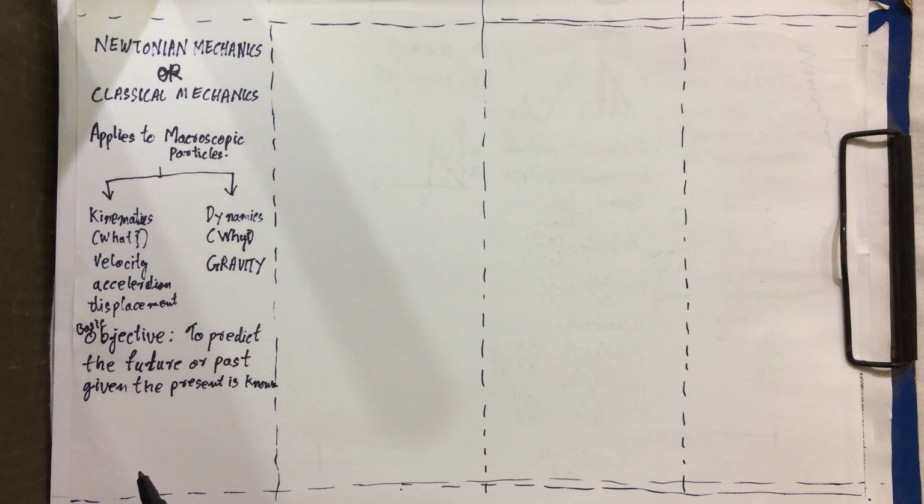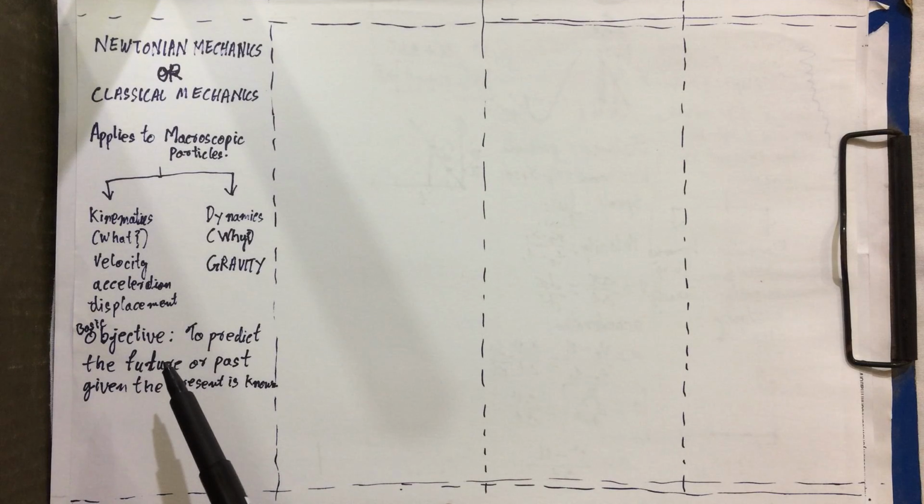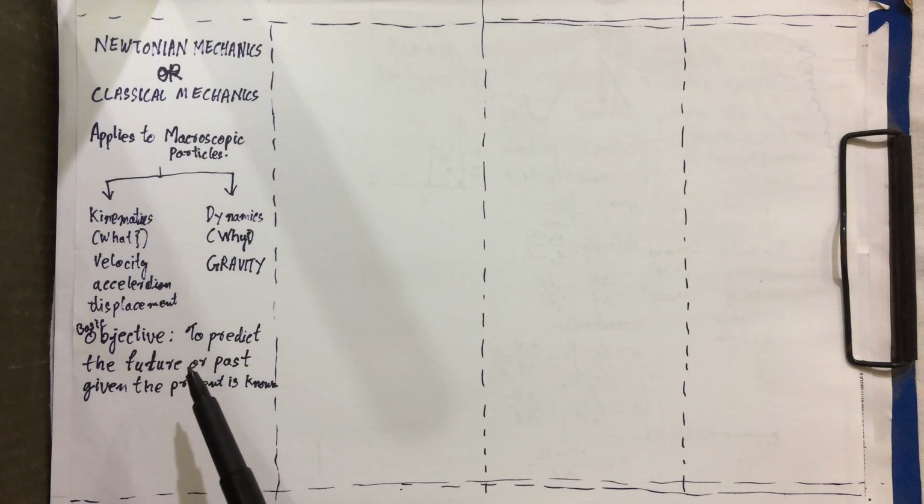Newtonian mechanics or classical mechanics, the idea here is to predict the future or the past given the present is known. Like if the velocity, acceleration, displacement is known, one can predict using Newtonian mechanics what is going to be the next state of that particle, where that particle is going to be. If you throw a particle from one point, where it's going to land.